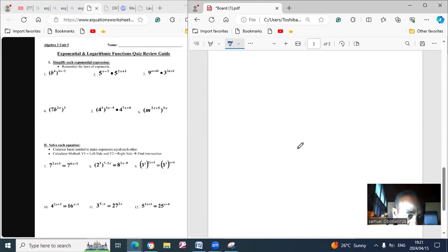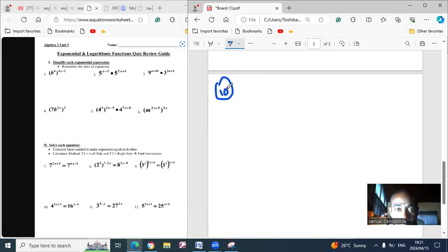Then let's go to question 10. So I will solve question 10 as well for you. Then you will solve questions 11 and 12 yourself. So question 10. For this question 10, we have 4 exponent 2x plus 3 equals 16 exponent x minus 1.